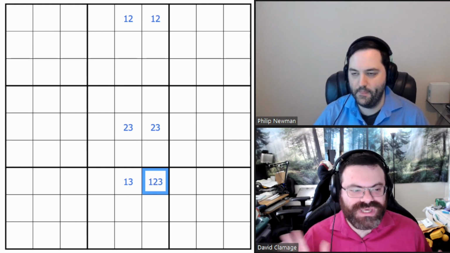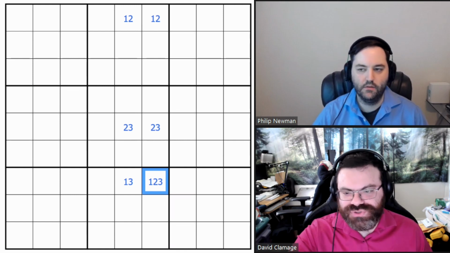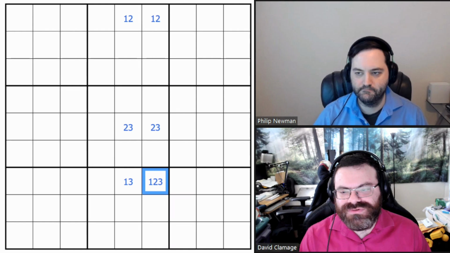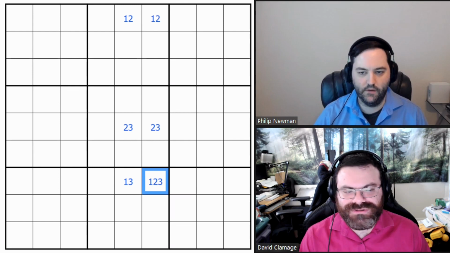It doesn't even have to be a new candidate. It just has to be. In this case, the 2 appears 3 times in that cell and 3 times in the column. So you've now identified that must be a 2 in order to not have a bug.